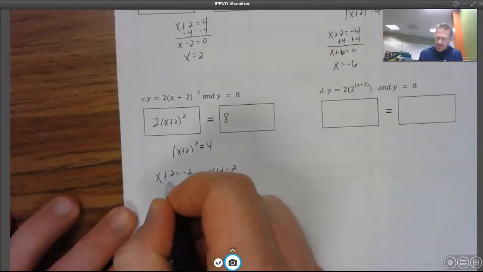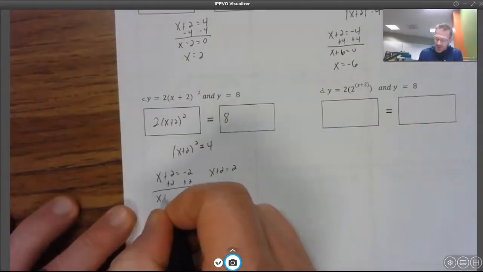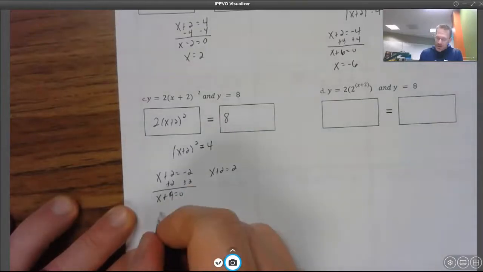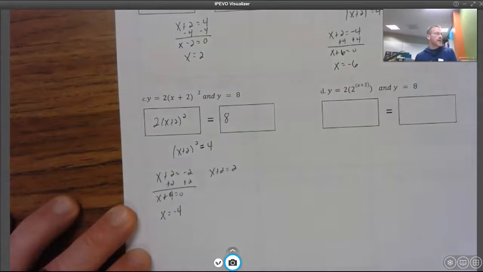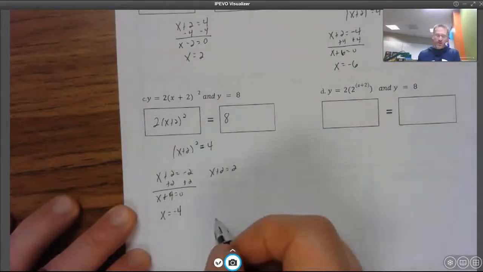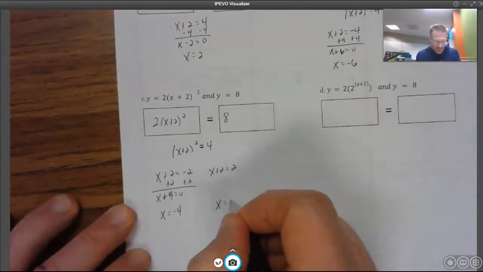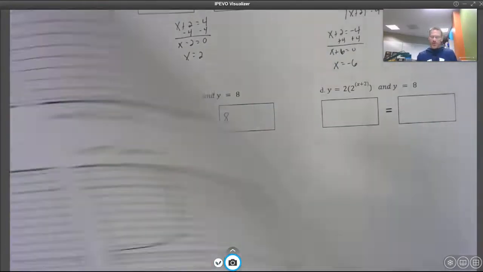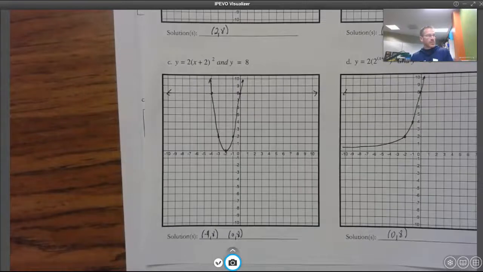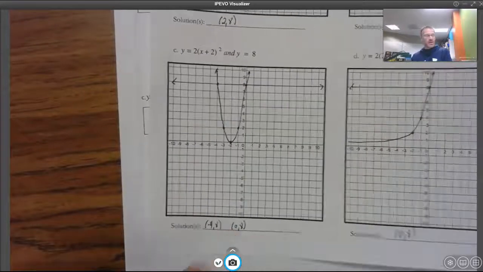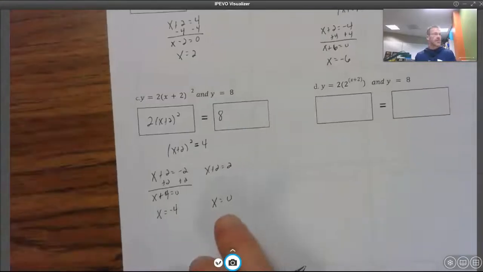So I can add 2, add 2. x plus 4 is equal to 0. What plus 4 is 0? Negative 4. So there's our answer, right? x plus 2 is equal to 0. What plus 2 is equal to 2? 0. All right, so x is equal to 0. And so once again, if I bring this over here, where do those two things intersect? Negative 4 and 0 there. All right, and that's where those answers are coming from.